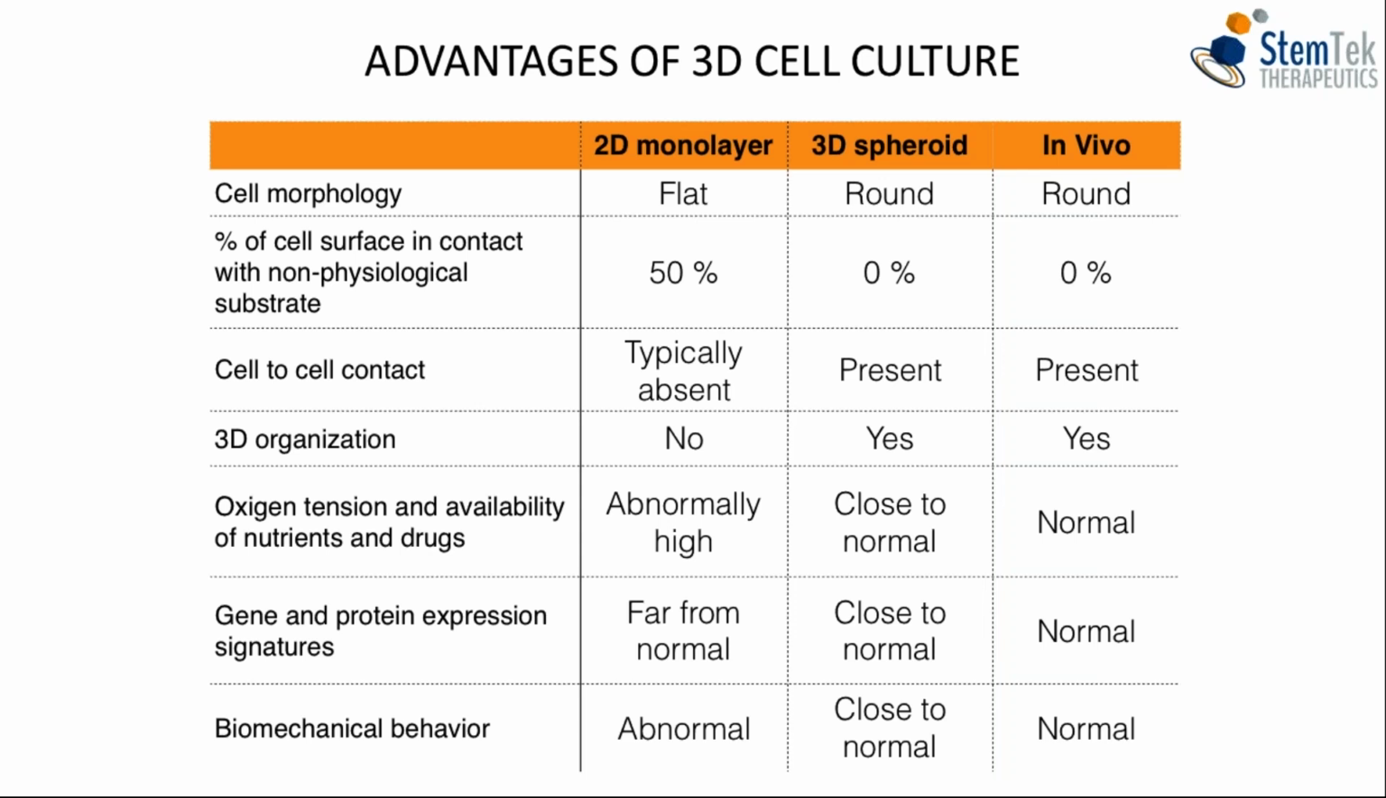There have been many papers in the literature describing how gene and protein expression signatures and biomechanical behavior of cells in 2D are very different from the normal situation. Indeed, 3D cell culture preserves these gene and protein expression signatures and biomechanical behavior. What we want to say in this slide is basically that 3D structures are much better predictors of how cells will react to particular compounds.